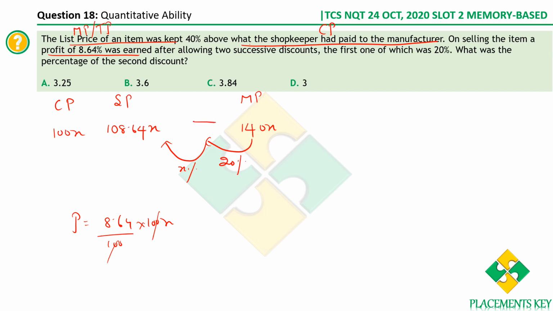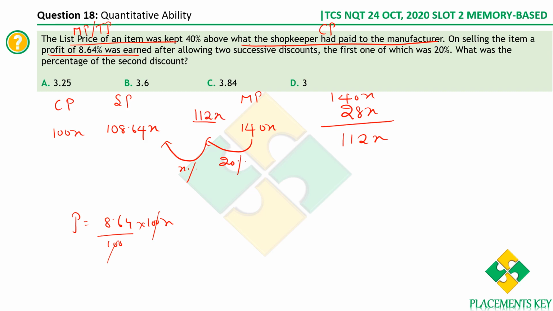See, from the market price, a 20% discount is given. What is 20% discount? 10% is 14x, so 20% is 28x. So from 140x, 28x discount is given. So what do we get effectively? We get 112x. Therefore, this intermediate value is 112x.